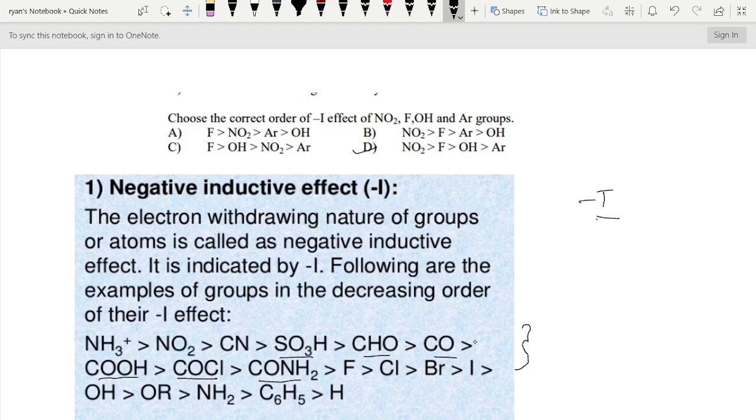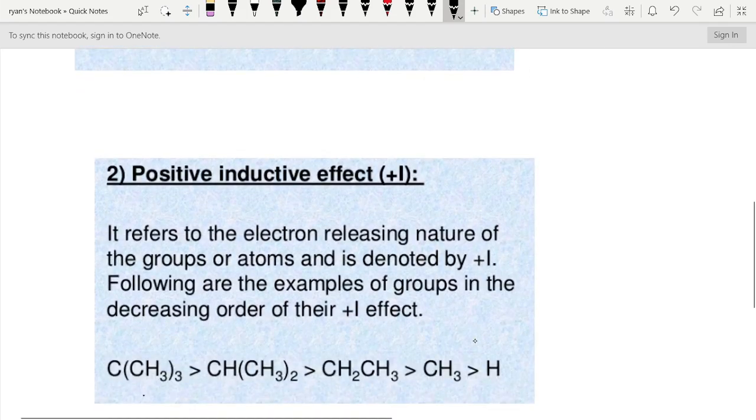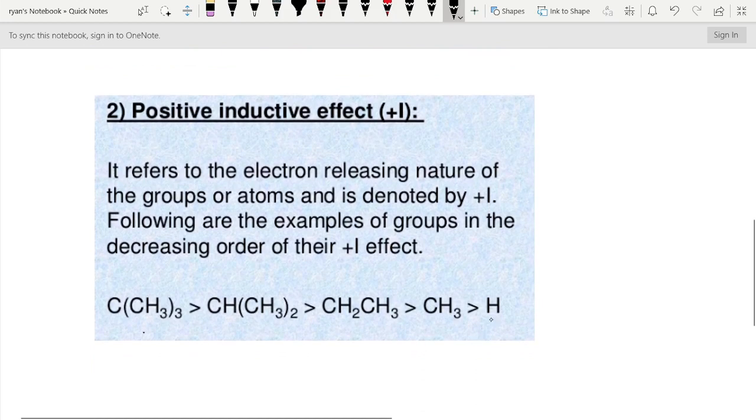NO2 group is greater than F, fluorine. Then fluorine is greater than OH. Therefore, here D is the correct answer. Not only the negative inductive effect, the positive inductive effect also you have to study. Chances are there that more questions can be asked from this also.